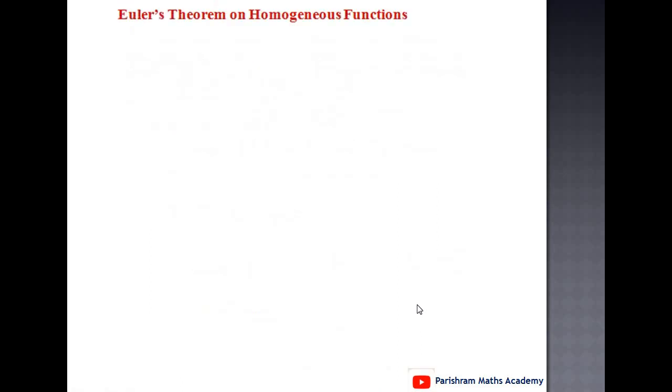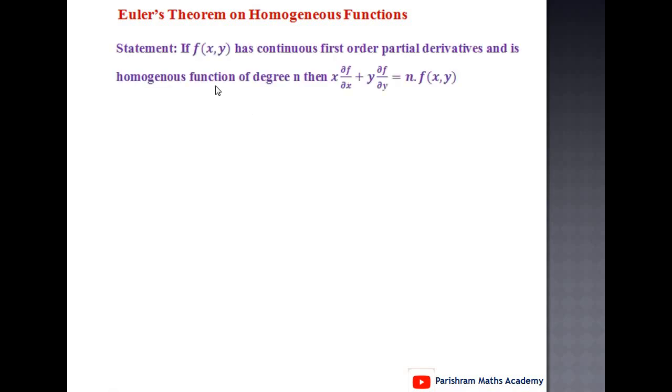Next, Euler's theorem on homogeneous function. First, the statement of Euler's theorem. If f of (x, y) has continuous first order partial derivatives and is a homogeneous function of degree n, then x into partial f by partial x plus y into partial f by partial y equals n into f of (x, y). This is the statement of Euler's theorem.